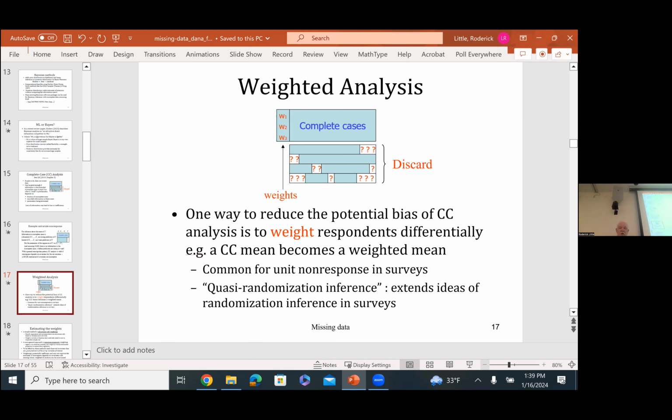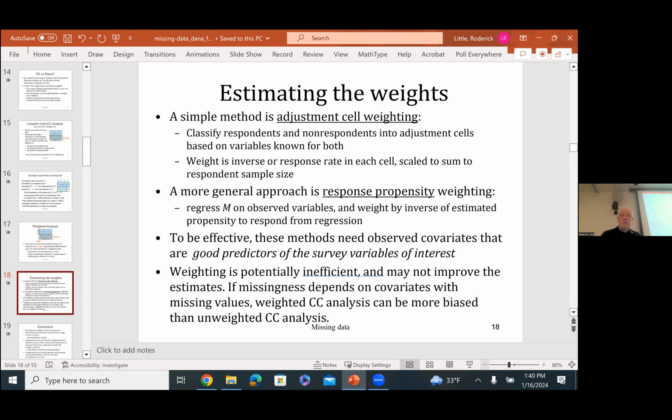So this is a common technique for unit non-response in surveys. It's the default method, if you like, extending the idea of a sampling weight. A sampling weight is the inverse of the probability of being selected, and you multiply it by the inverse of the probability of responding. The trouble is you have to estimate that weight, because it's not known like a sampling weight. So there are methods for handling that issue.